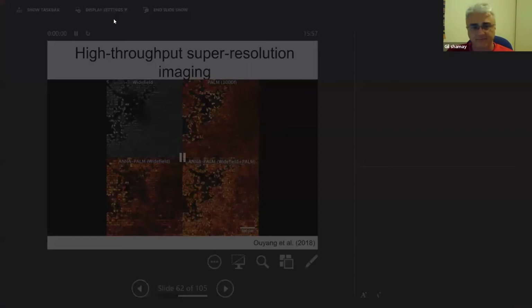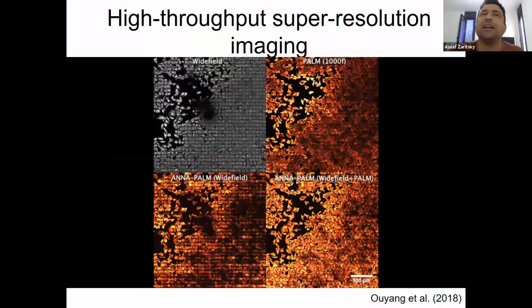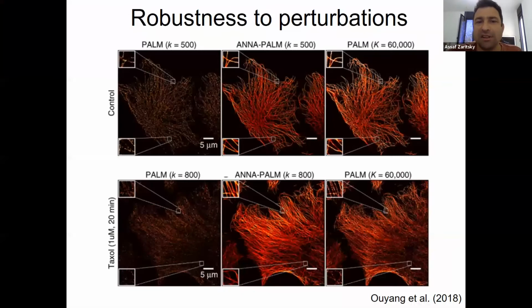And the idea here again is to see that it's not just good for one setting, but it actually works for more general settings. So what they did here is they did a perturbation. What is a perturbation? They added a molecule called taxol. It's a drug that affects microtubules, so it changes the structure and the physical properties of the microtubules. And they checked if a network that was trained on control data that was not perturbed can still predict the structure of a cell that was perturbed.